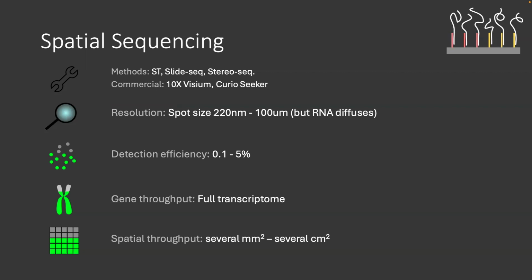The detection efficiency is generally low, but it is full transcriptome, or anything that has an mRNA poly-A tail will get captured on these slides. So gene throughput compared to the imaging-based methods is much better. Spatial throughput is also good. It's going from several square millimeters to even several square centimeters.